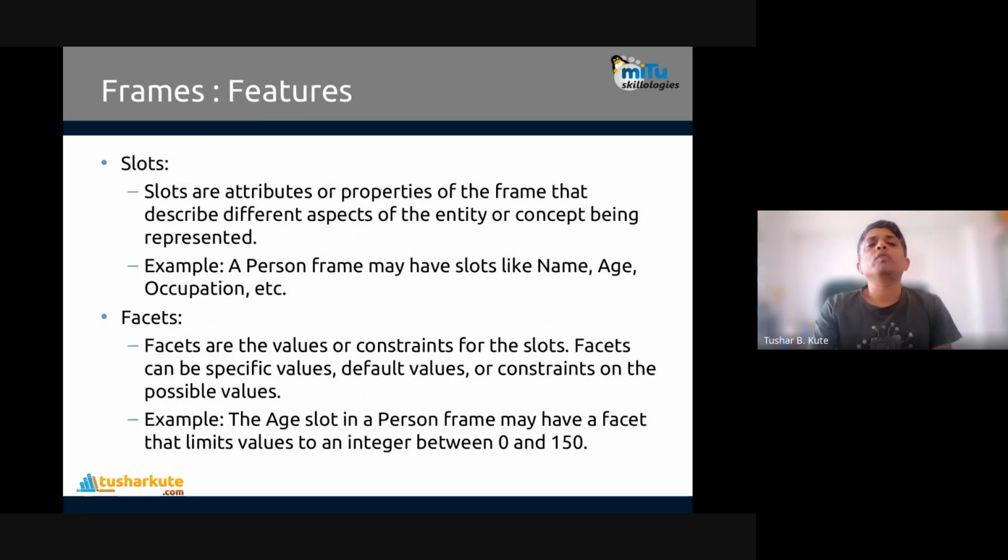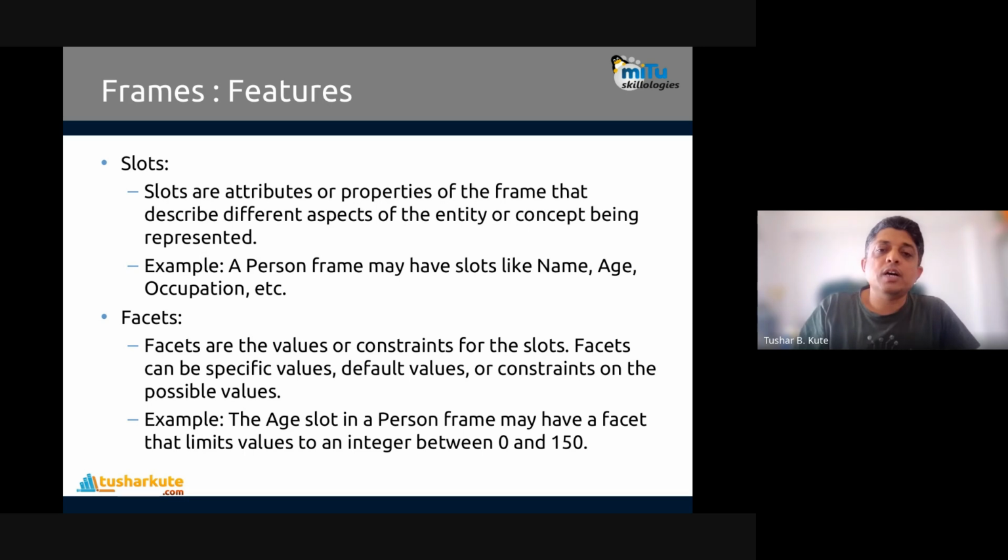See, what does a frame basically contain? A frame contains first slots. Similar names like classes and objects are there. Here we have slots and facets. Slots are attributes or properties of the frame that describe different aspects of the entity being represented. A person frame may have slots like name, age, occupation. Correct? Person is a class. Under it, attributes are there. The attributes are called slots.